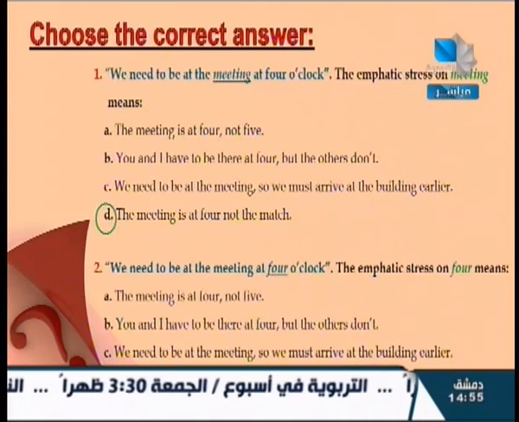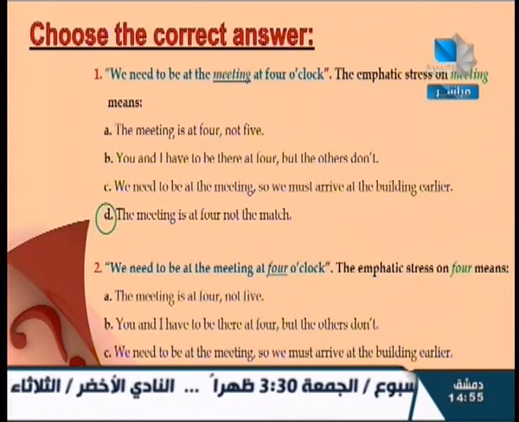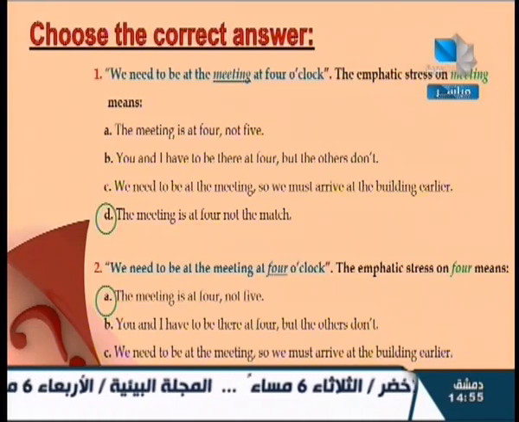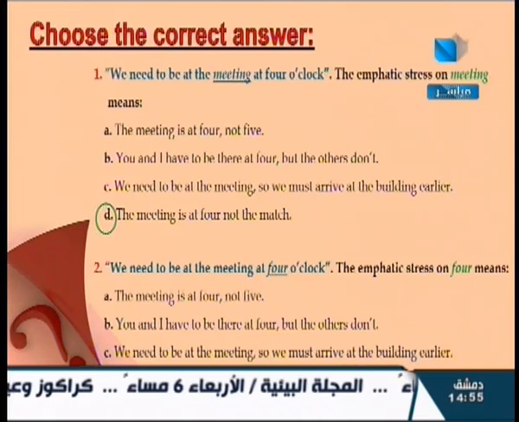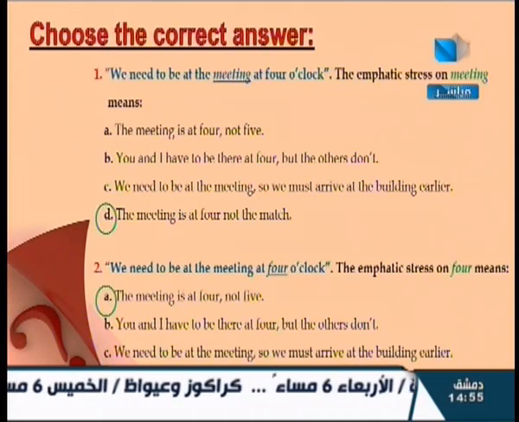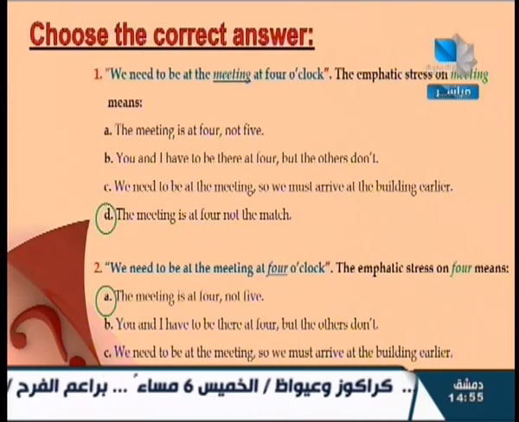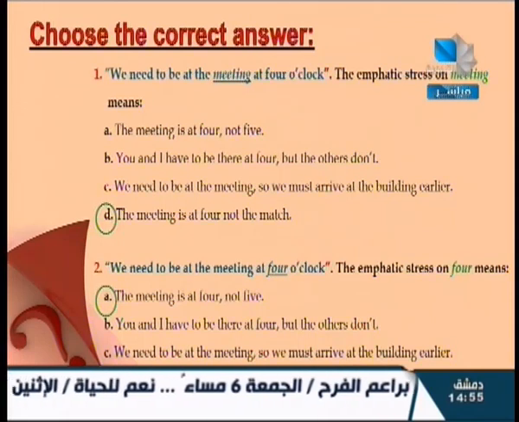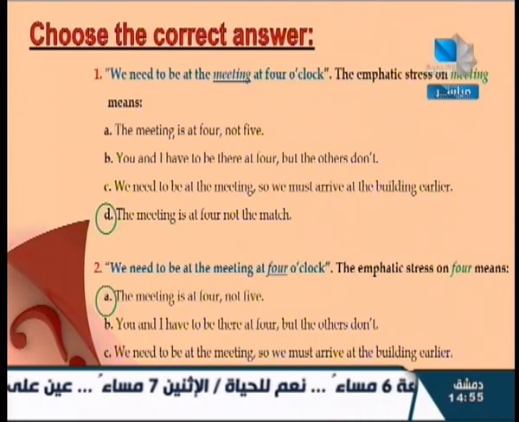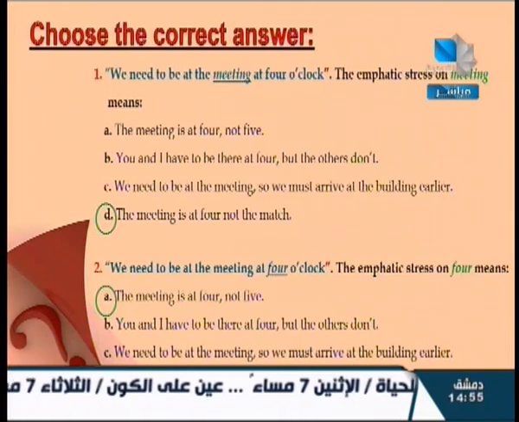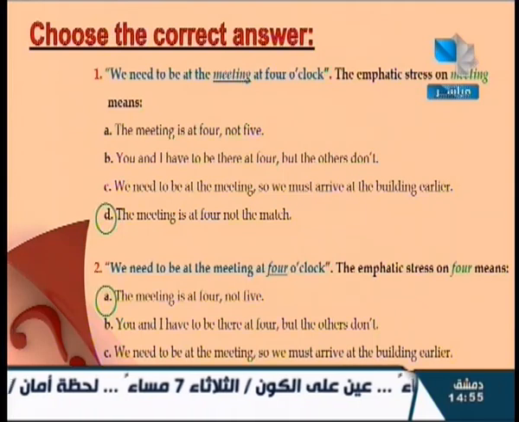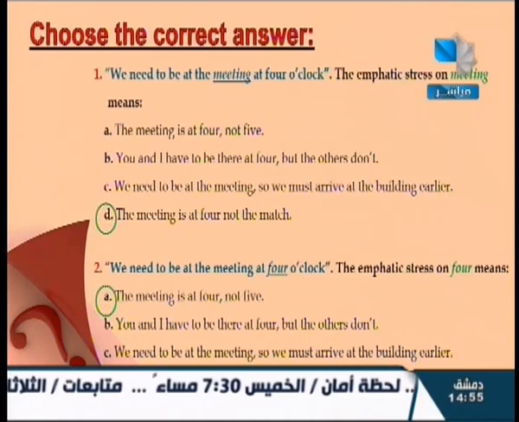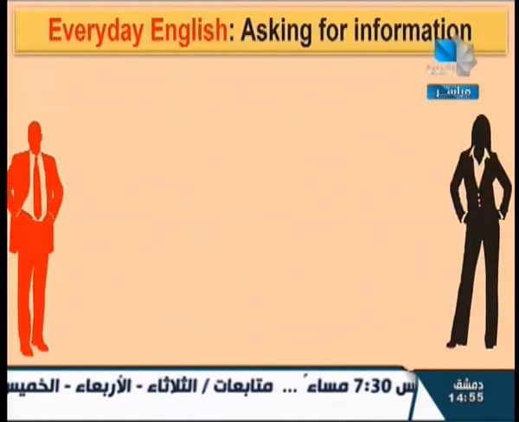Okay. We need to be at the meeting at 4 o'clock. The emphatic stress here is on 4, which means the meeting is at 4 o'clock, not 5. We are focusing on time. There is no need to repeat reading the choices because they are the same. The word 4 is underlined, so the stress is on the word 4. The word 4 holds the meaning here. That's right. Number 3, we don't have number 3.